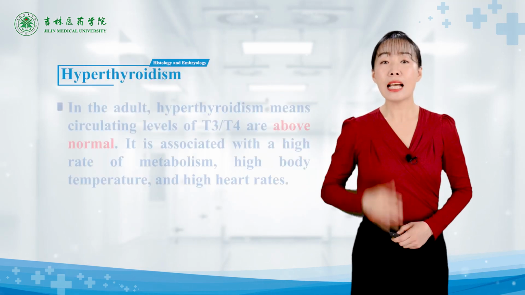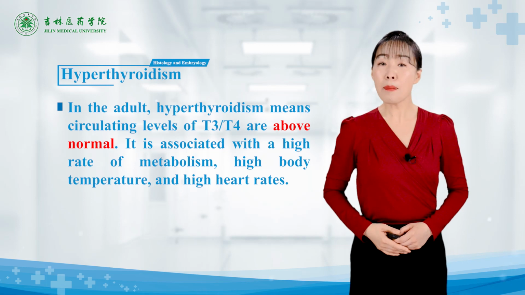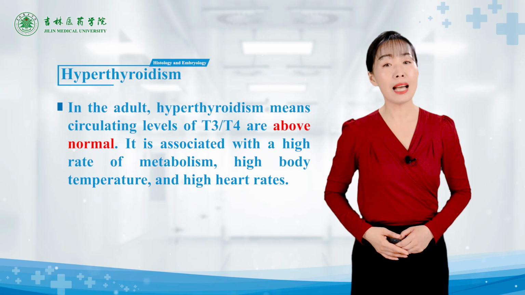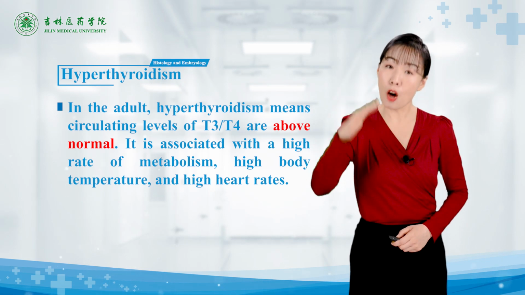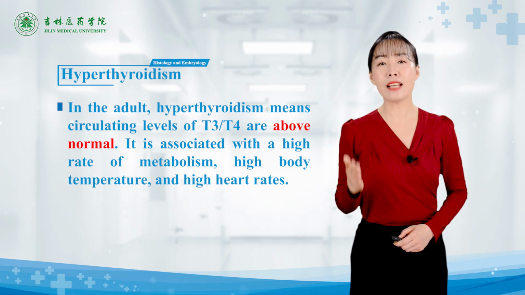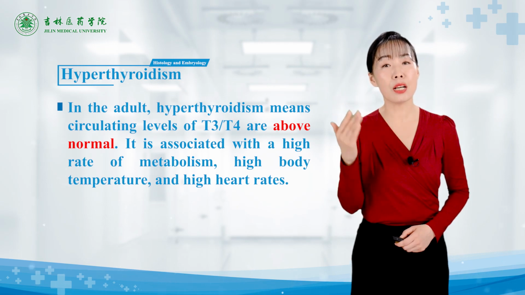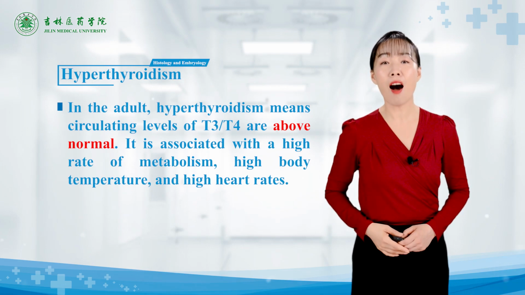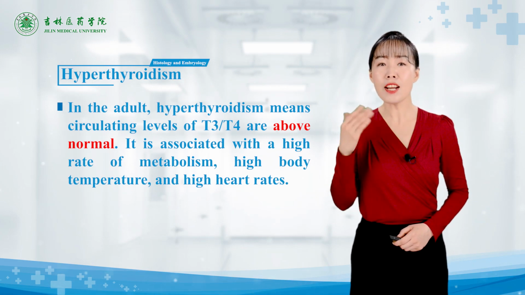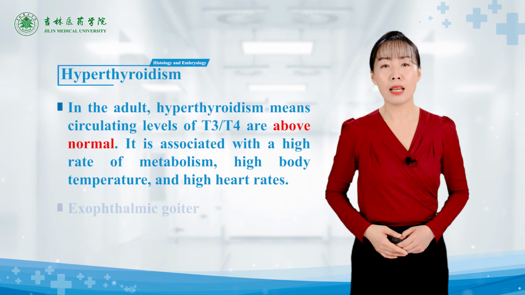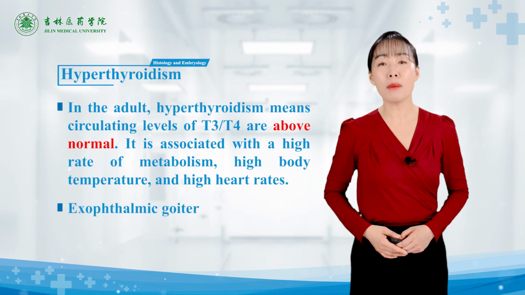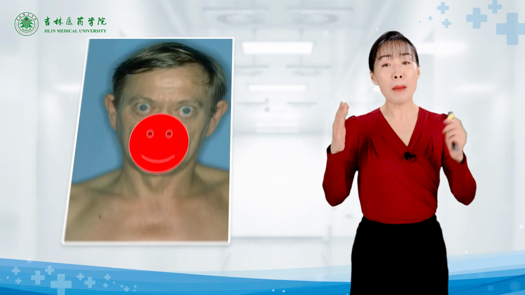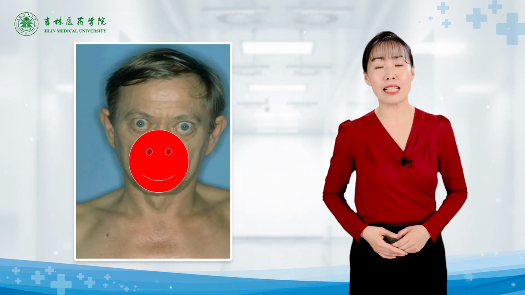Hyperthyroidism. In adults, hyperthyroidism means circulating levels of T3 and T4 are above normal. It is associated with a high rate of metabolism, high body temperature, and high heart rates. The patients usually perform exophthalmic goiter.